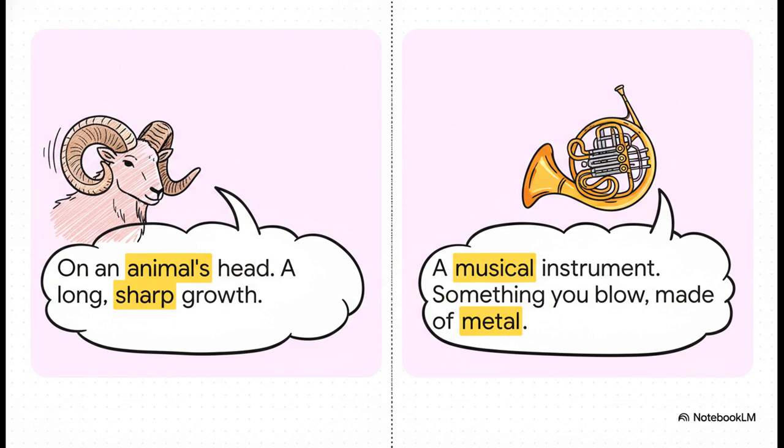So when I see the word horn, you probably picture one of two things, right? On one hand, you've got that sharp growth on an animal's head, like on a goat or a rhino. But on the other hand, you might think of a musical instrument, something made of metal that you blow into. These are the two big meanings we all know, and they're going to be our starting point.